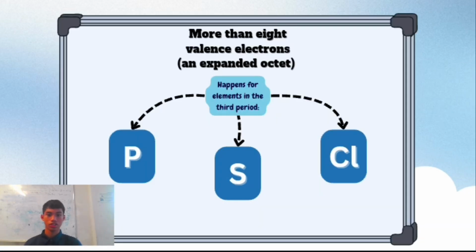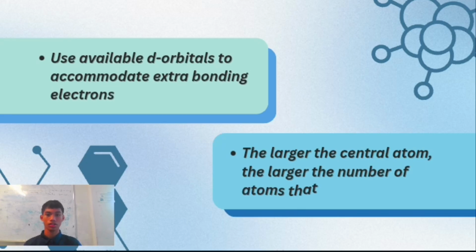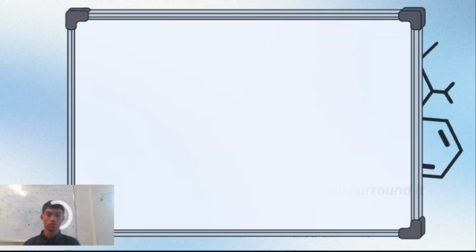More than 8 valence electrons happens for elements in the third period and beyond, such as phosphorus, sulfur, and chlorine. Use available d orbitals to accommodate extra bonding electrons. The larger the central atom, the larger the number of atoms that can surround it.